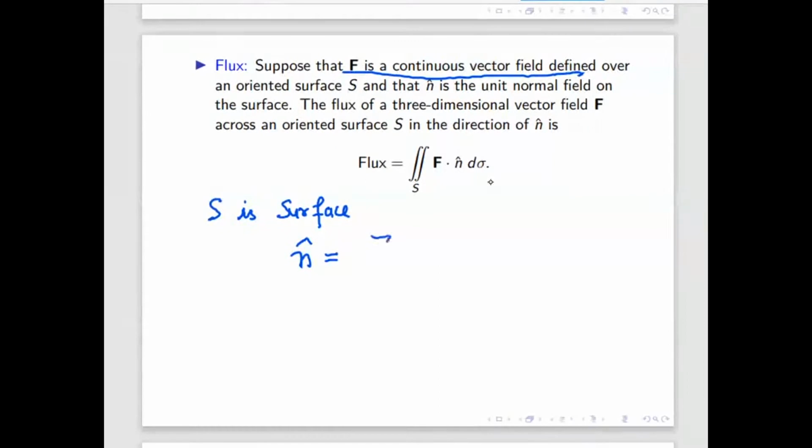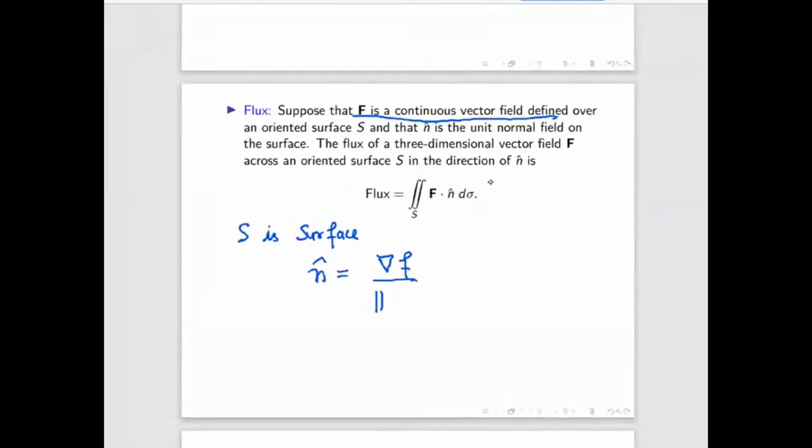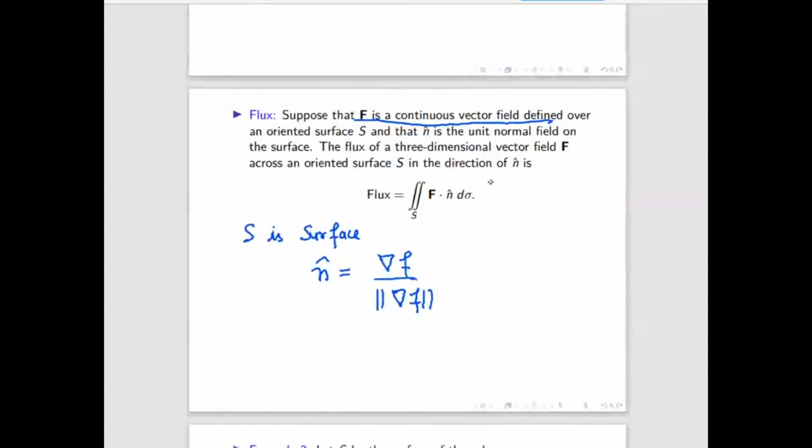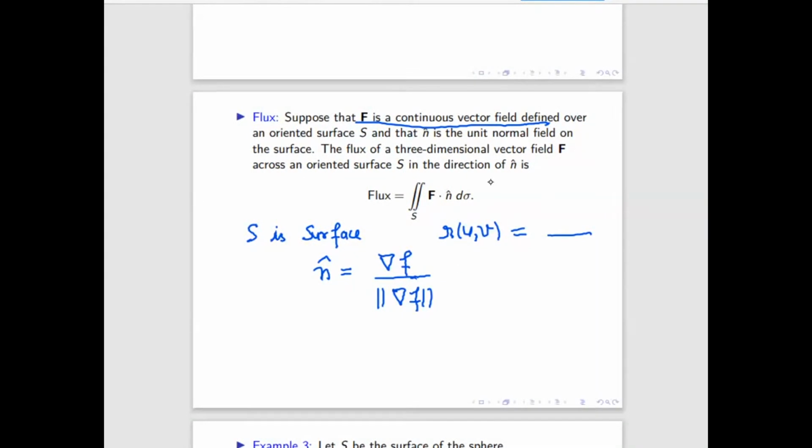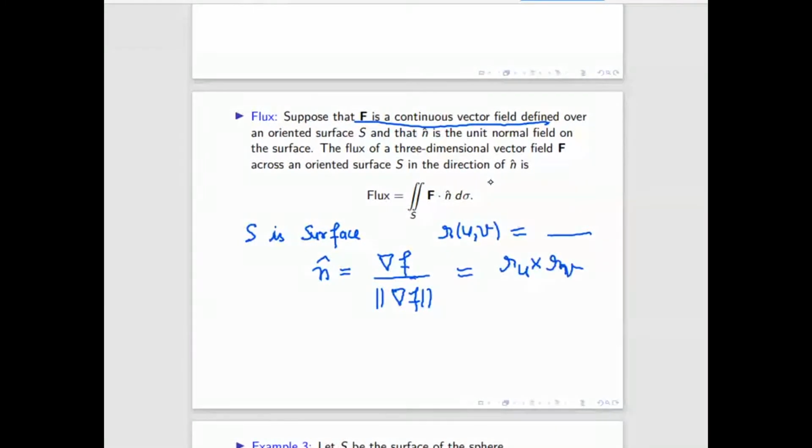If the surface is given in the parametric form, suppose the parameterization is r(u, v). Then what is the formula for the unit normal in terms of the parameterization? Ru cross Rv upon norm of Ru cross Rv. Right. So if it is in the parametric form, then the normal is Ru cross Rv divided by its norm.